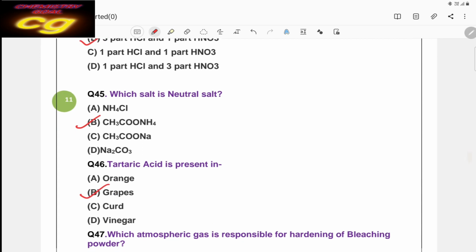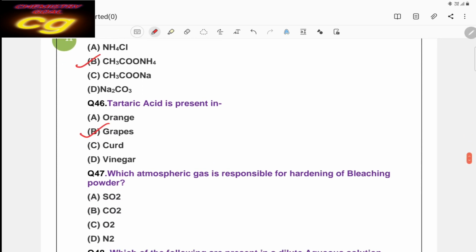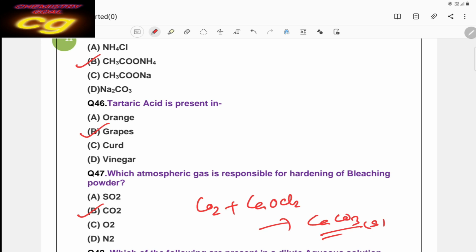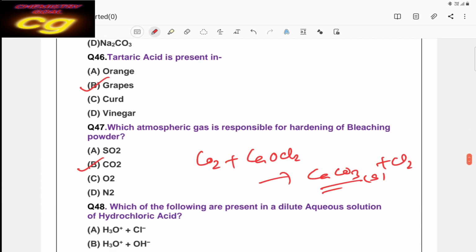Grapes contain tartaric acid. Which atmospheric gas is responsible for hardening of bleaching powder? Remember, it is carbon dioxide. Carbon dioxide reacts with bleaching powder forming calcium carbonate, so a hard mass is formed, and chlorine gas is produced. That's why bleaching powder should be kept in an airtight container. In contact with carbon dioxide it forms calcium carbonate and becomes hard.